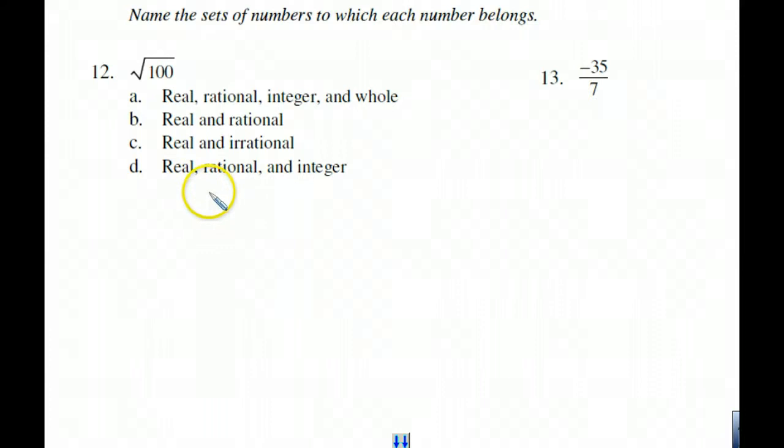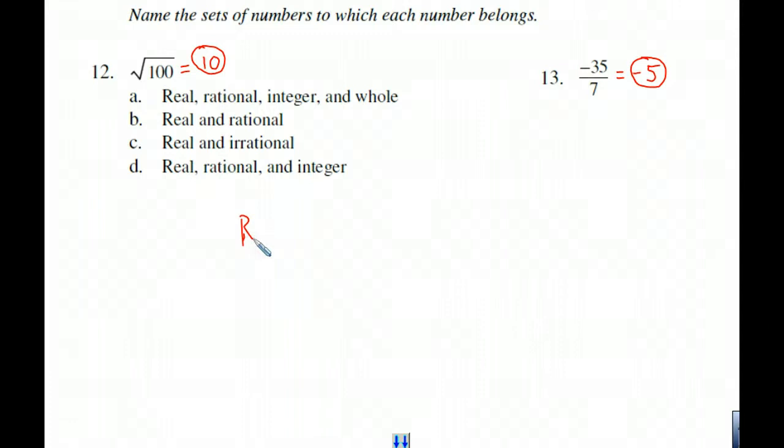Let's go to number 12. Alright, so we have to look at this and first simplify whatever this is. So like on number 12, square root of 100 equals 10. And then number 13, negative 35 divided by 7 is negative 5. So we want to classify what 10 and what negative 5 belong to. So let's look at what this means. So we have lots of different types of numbers.